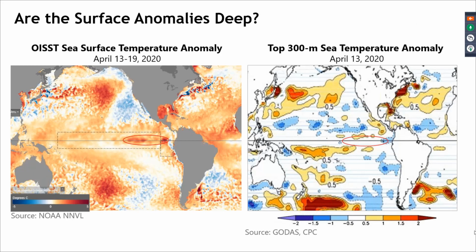So, since we're talking about SST, let's describe the pattern of SST anomalies during the last week. And on the left we have the superficial anomalies, and on the right we have the 300-meter layer anomalies, the top 300-meter layer. However, notice that the last update that I could find was for April 13, so this is not totally up to date, but it's a week behind.